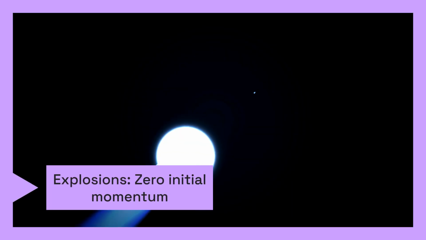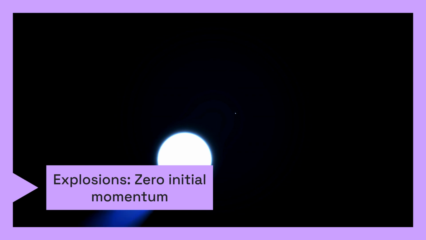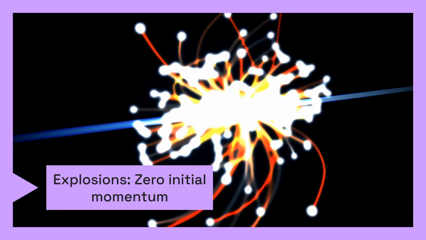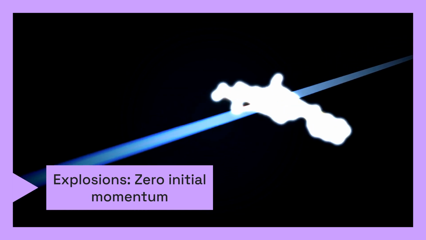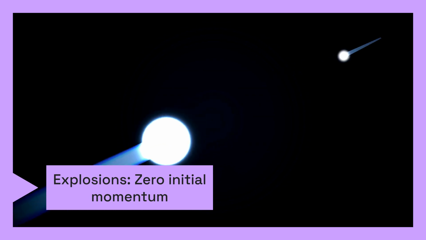In physics, an explosion occurs when a stationary object separates into parts. Since the initial momentum was zero, the total final momentum must also be zero. This means the pieces move in opposite directions. For example, when a boy steps forward out of a boat, the boat must move backward with an equal and opposite momentum to keep the total at zero.